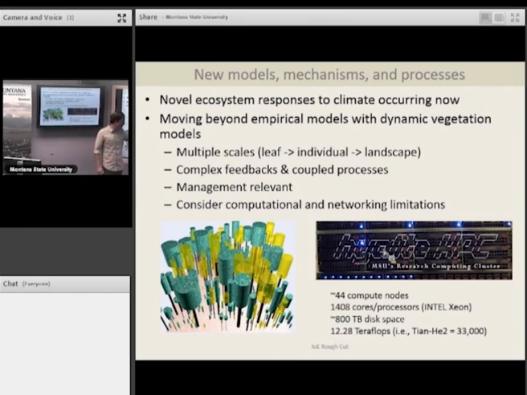There's lots of disk space, which is shared across the university, but we're taking up quite a large part of that. And then in total, it has about 12 teraflops of computing power, which is not bad. In comparison, the number one supercomputer has 33,000 teraflops. But anyway, it's a great resource for us to look at ecosystem processes with these models.